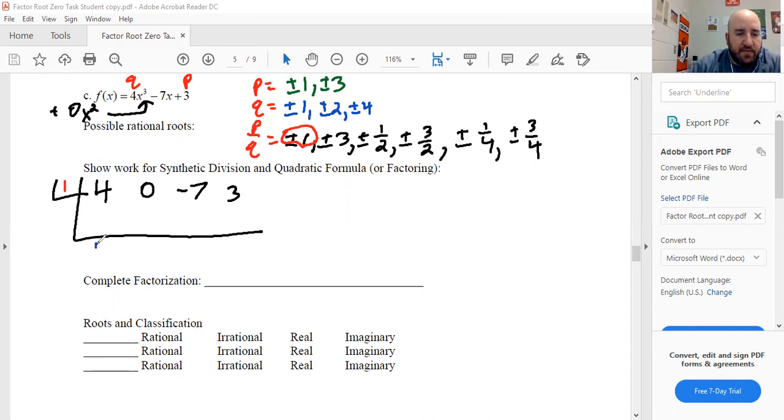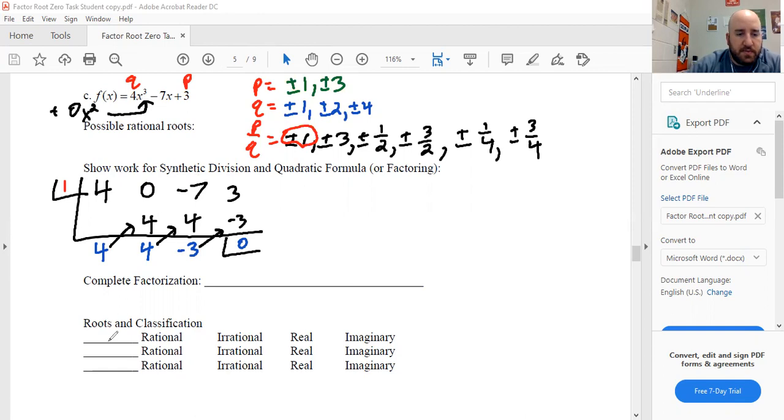All right. Drop my 4. Blue 4 times red 1. 4. 0 plus 4. 4 again. Blue 4 again times red 1. 4. -7 and +4 is -3. -3 times red 1 is -3. 3 minus 3 is 0. So we did synthetic one time. It actually worked first time this time. All right.